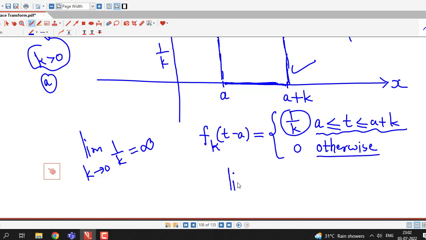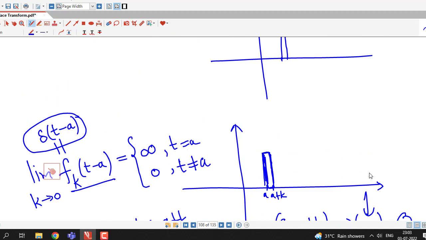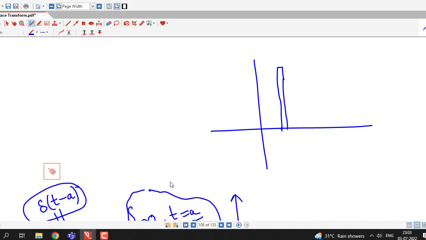And if we consider the limit of this function f_k at t minus a, then this limit will be another function, and that function is known as Dirac delta function or unit impulse function. This Dirac delta function takes a non-zero value at only one point, t equal to a, and it is 0 otherwise, and we will have this type of short impulse at point a. That is the reason why it is known as impulse function.